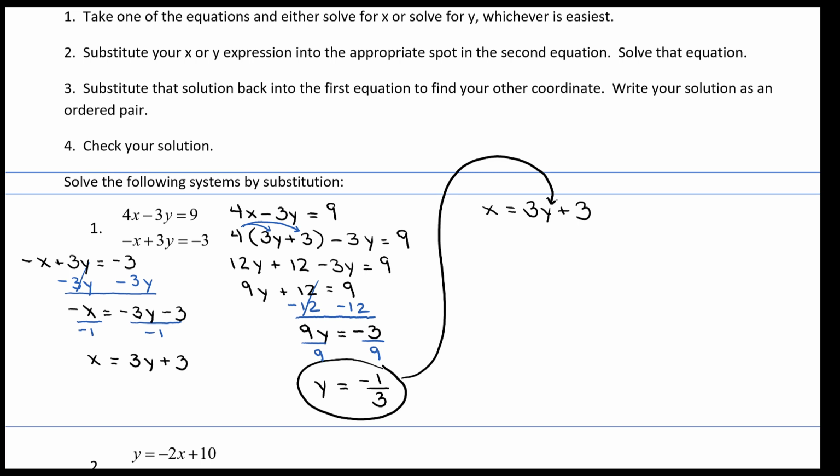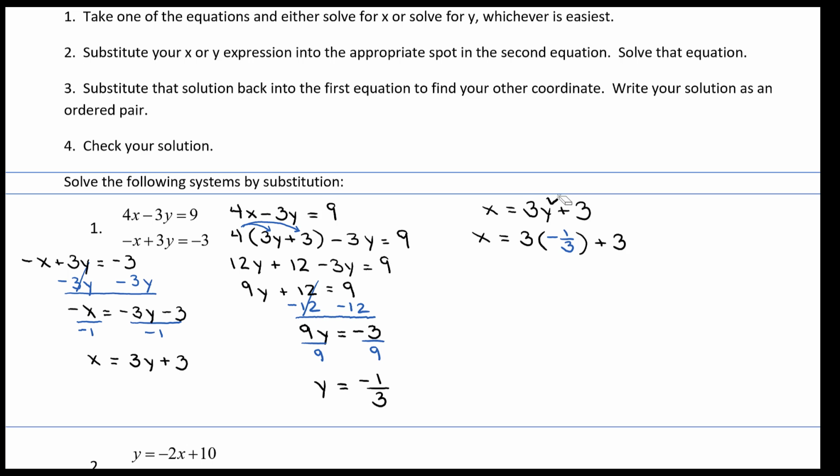I have circled where it says y equals negative 1/3 and drawn an arrow pointing to where the y is in the equation x equals 3y plus 3. So next we're going to have x equals 3 times negative 1/3, and then we're going to add 3 to that. And then for our next line, I've erased the circle and the arrow so that that's not distracting us.